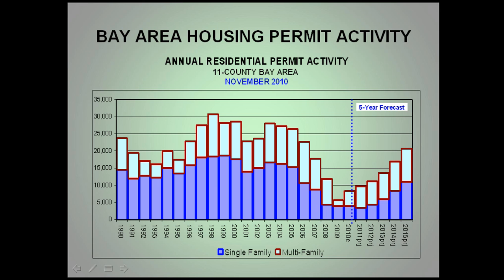Let's look at the housing permit activity in this area. The dark blue is the single family activity. The light blue on the top of the bars is the multifamily activity. Obviously this area is highly urbanized, so multifamily and condo activity is better here than it is in many places. High costs, high commuting costs, just the demographic has been very supportive of multifamily in this area.